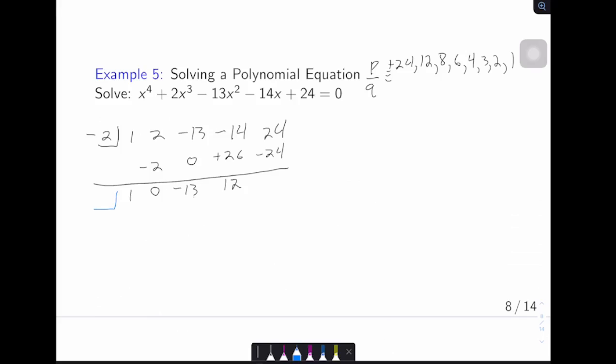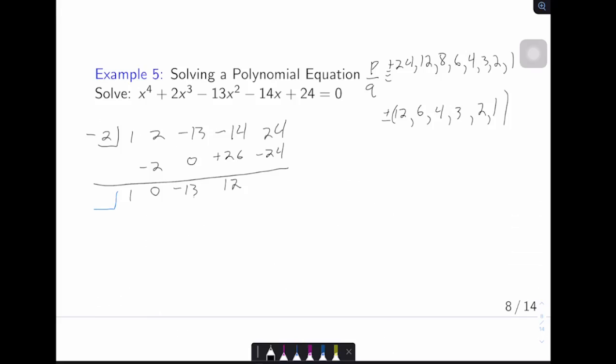So if we wanted to, we could have our P over Q and eliminate some things here. So we have plus or minus 12, 6, 4, 3, 2, and 1. That 3 is way too ugly. Let's see, 1 times 12, 2 times 6, and 3 times 4. Okay, cool. So we have fewer numbers here. We don't have to worry about the 24 and the 8s.